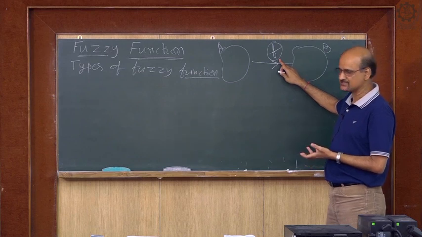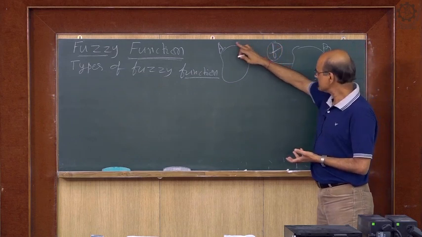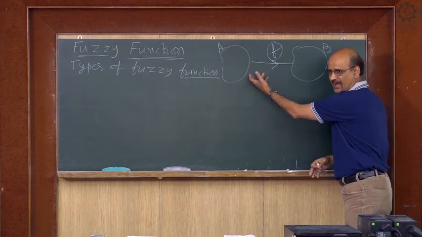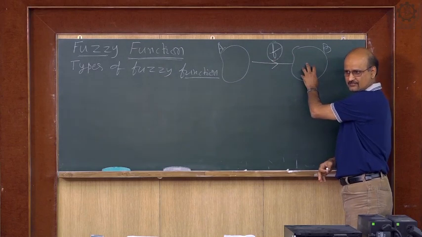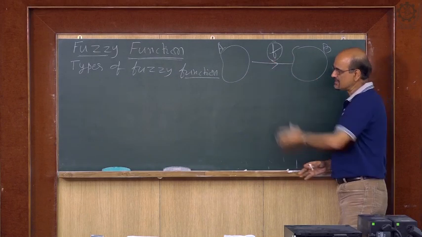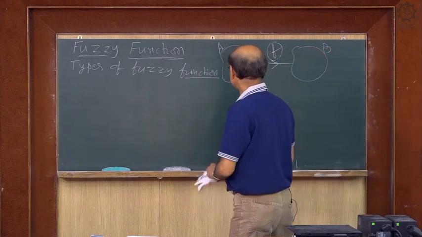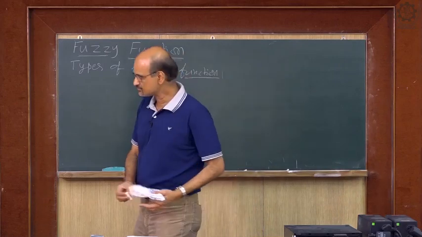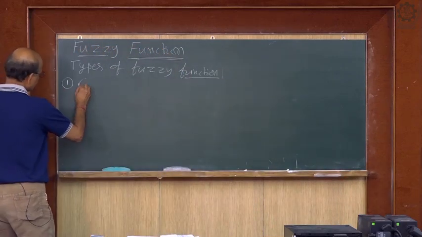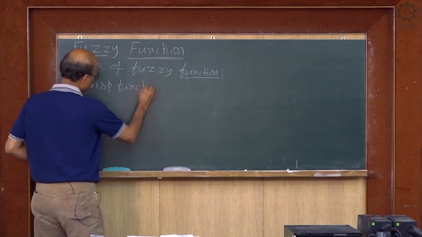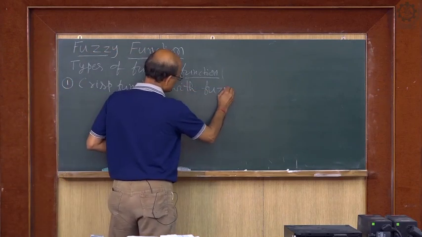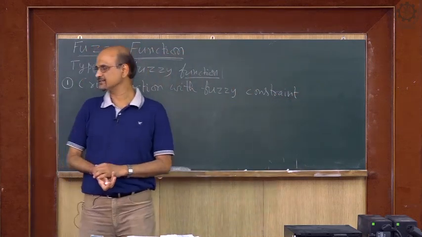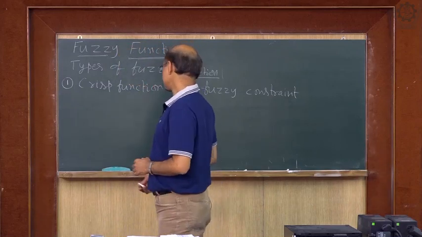If F is fuzzy, then whether A is crisp or whatever, if A is crisp, I take the fuzzified of that, so you will get a fuzzy. Okay. So, in this way three types of fuzzy function are there. So, let me write those and one by one we will discuss. First one is crisp function with fuzzy constant. Crisp function with fuzzy constant.